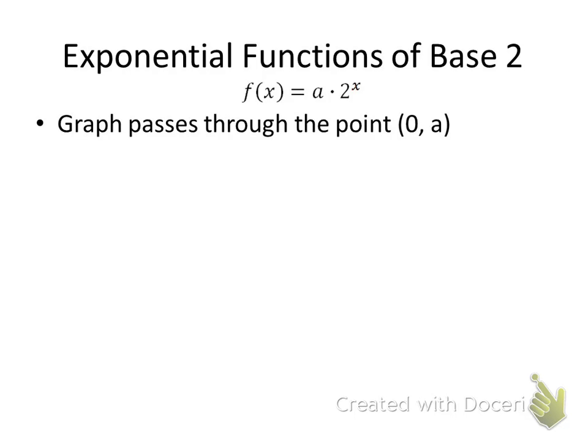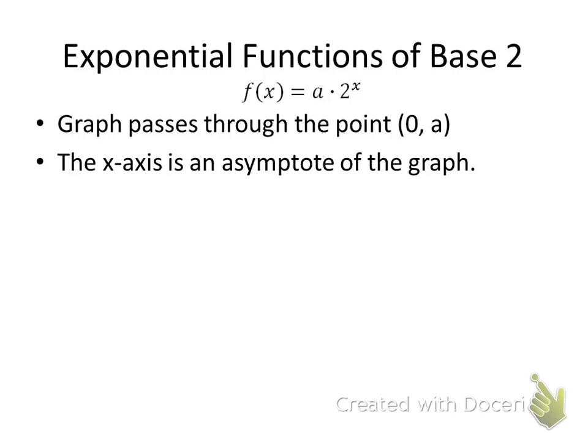Okay, so this is just exponential functions with a base of 2. Graph passes through the point 0, and then whatever that leading coefficient is. That's what we kind of discovered today. All right. The x-axis is basically the asymptote of the graph. That's that y = 0 line.